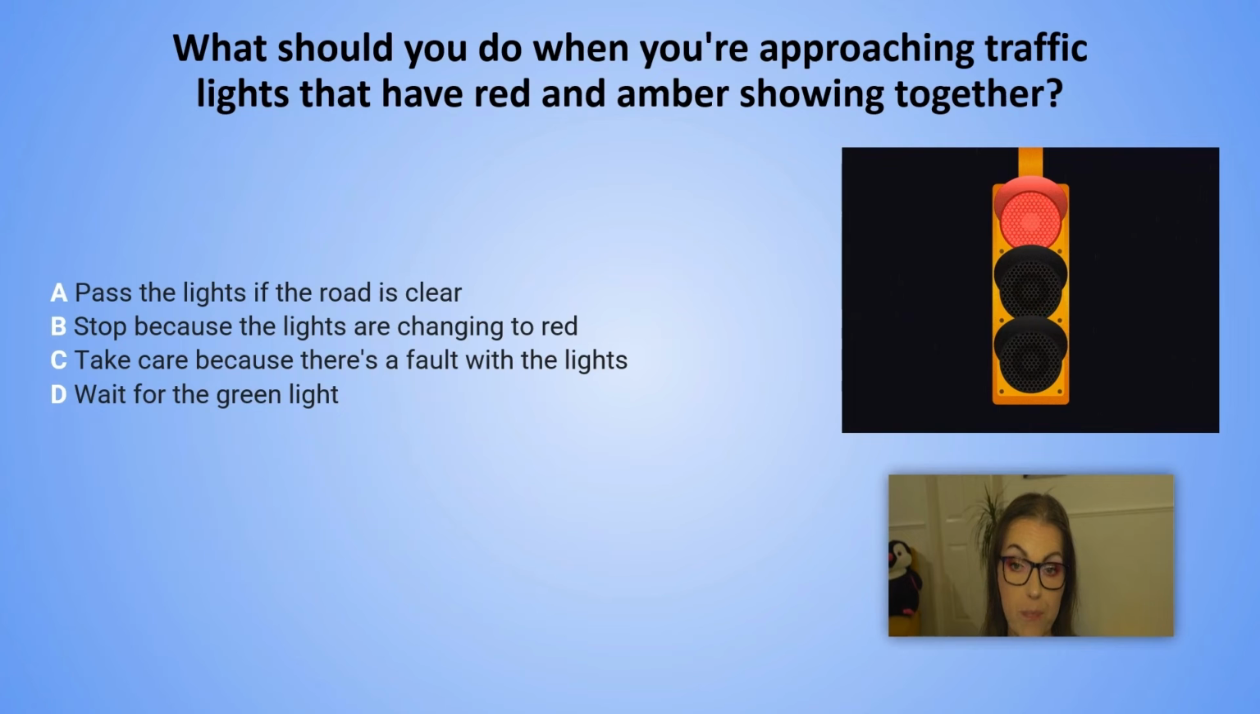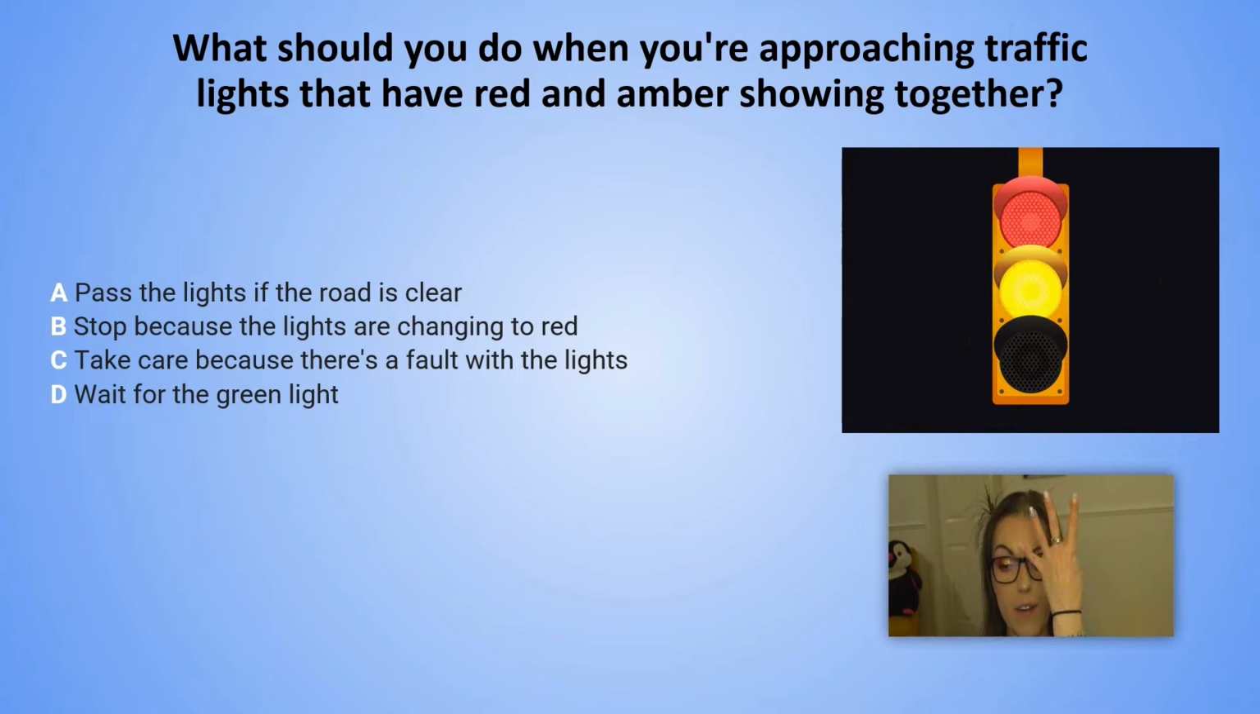Next question. What should you do when you are approaching traffic lights that have red and amber showing together? A. Pass the lights if the road is clear. B. Stop because the lights are changing to red. C. Take care because there is a fault with the lights. Or D. Wait for the green light.